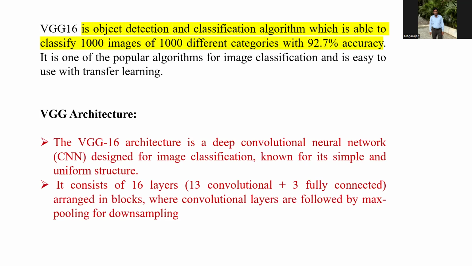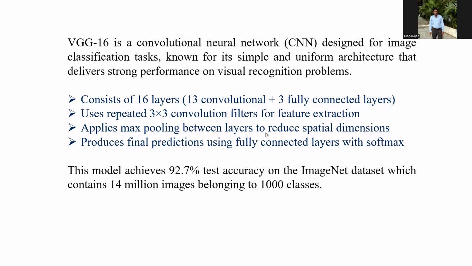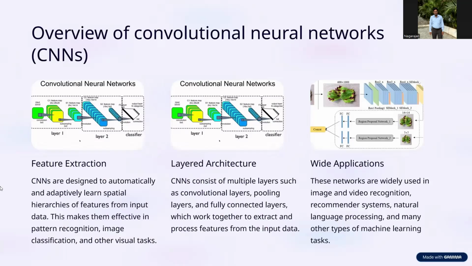Now coming to the architecture, just look at the diagram. Here you see what I just told you: convolution plus ReLU, max pooling, fully connected plus ReLU, and softmax. These are developed based on the CNN, that is, convolutional neural network only, so some of the operations are the same. This is a general design for image classification with 16 layers. Out of 16, 13 are convolution and 3 are fully connected layers, where convolution layers are always followed by max pooling for downsampling purposes. These are the feature extraction parts.